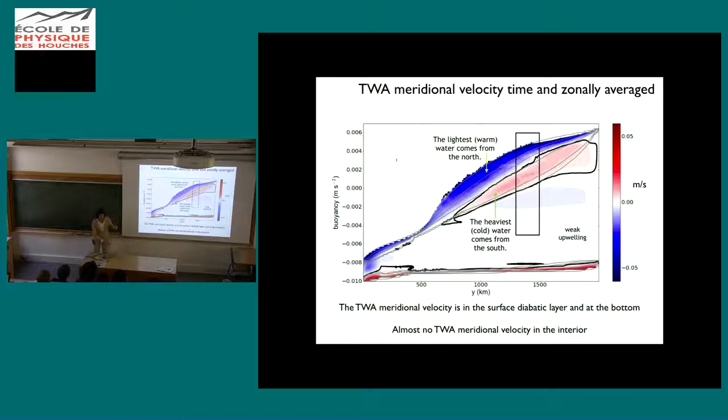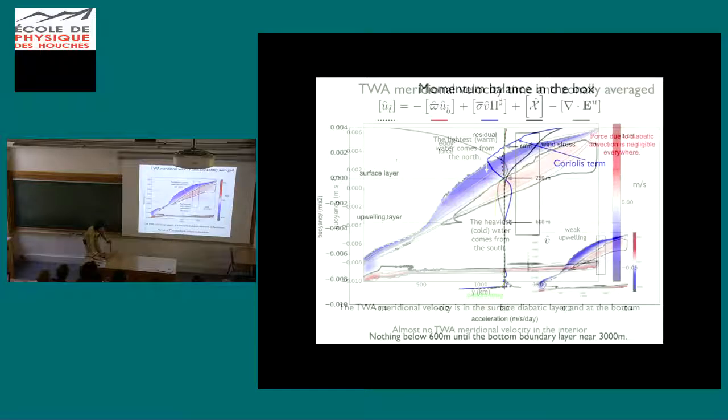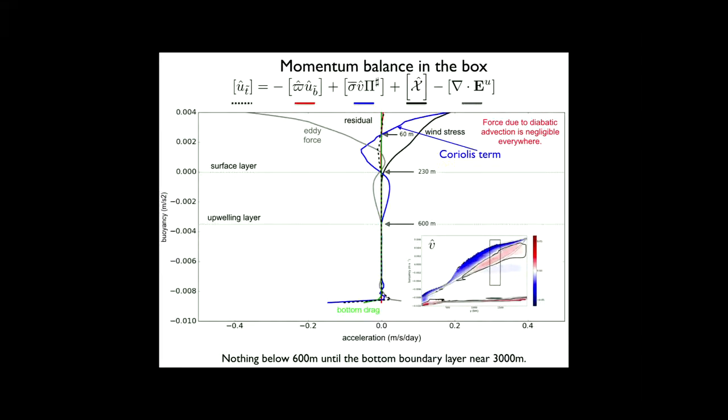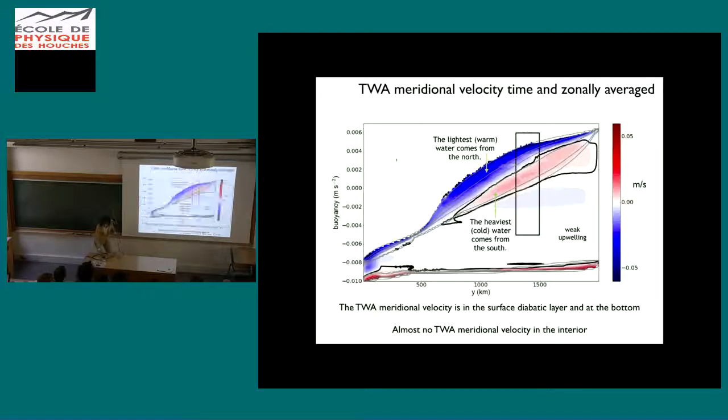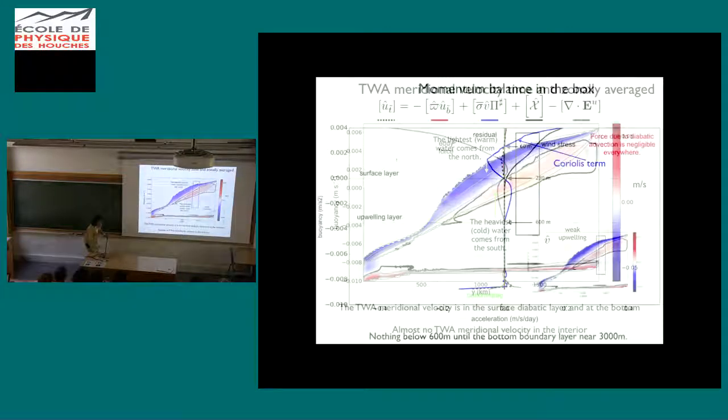Why does that happen? Todd Ringler and his collaborators, who wrote this paper, did a very careful analysis of what is going on there. They did an analysis of the u-momentum balance and looked at what is happening in that layer, which is only 230 meters high. Just to clarify, what they're doing is taking this box, averaging in this direction, and then looking at it as a function of depth or buoyancy.